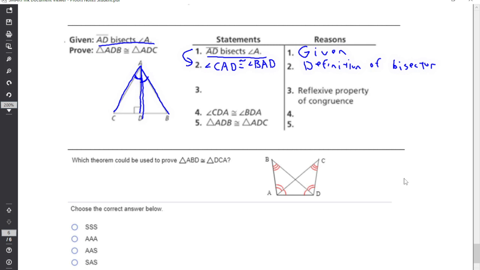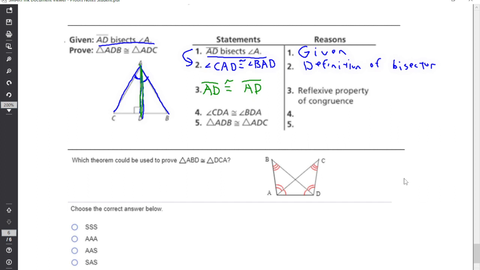Well, we've got reflexive property. This is the part where we look in our diagram. We look in our diagram and we look for that reflexive property. Well, where's the reflexive property? It's from A out to D. So we're going to say that AD is congruent to AD by the reflexive property.